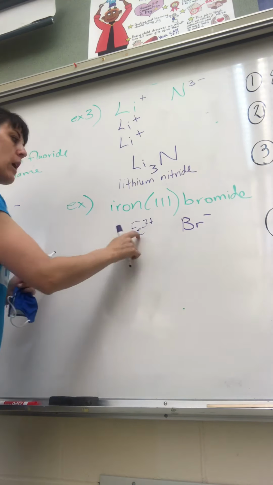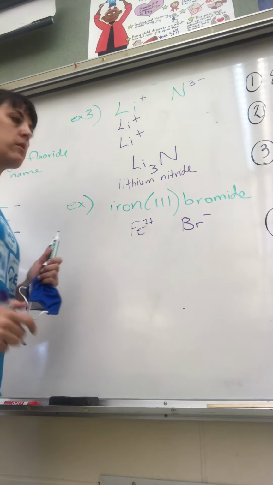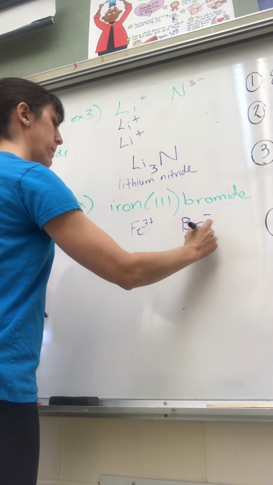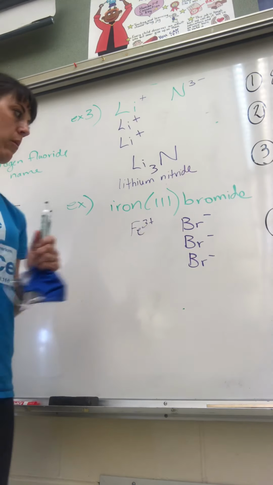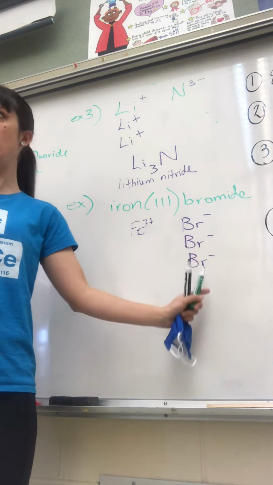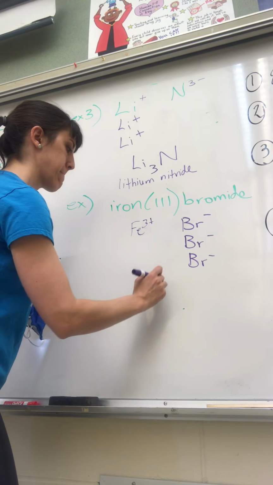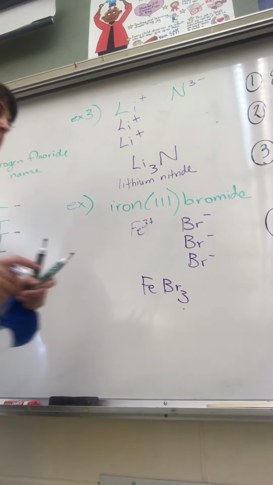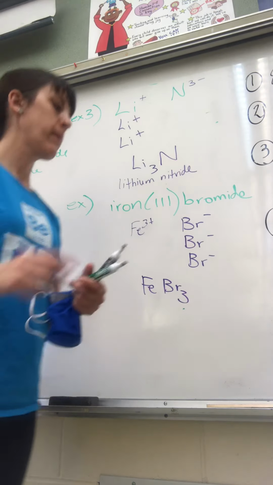So how many of these do I need? 1. How many of these do I need? 3. Because I'm going to give away 3 electrons, so I need this guy to take 3 electrons. Fe1, Br3. So what's it called? Oh, we already had that. It's called iron(III) bromide.